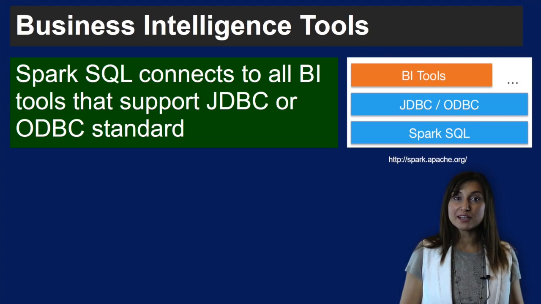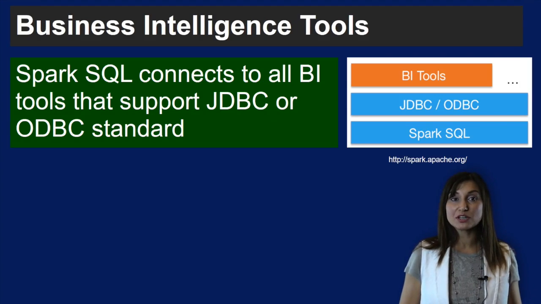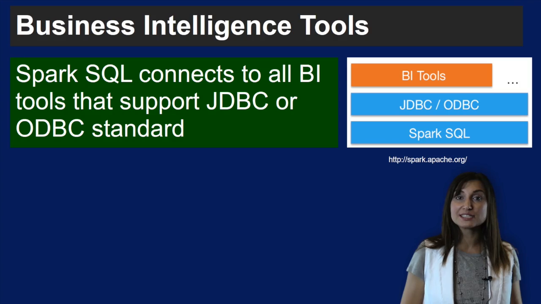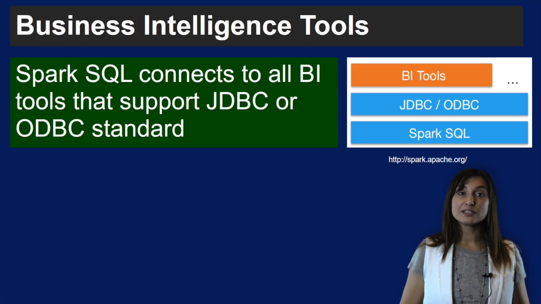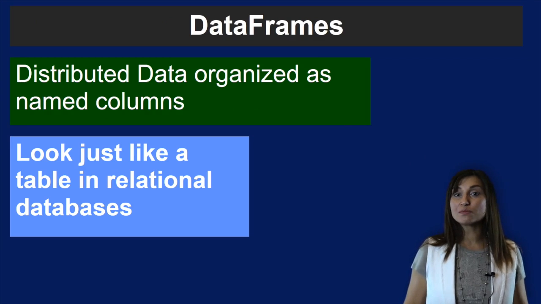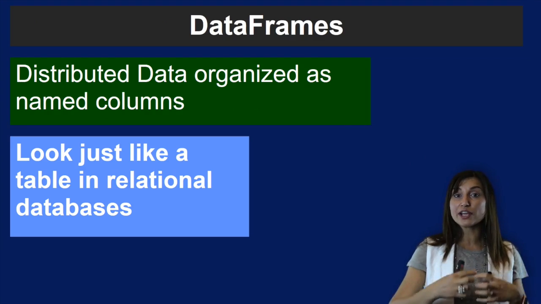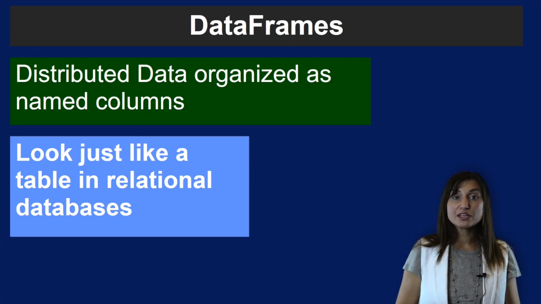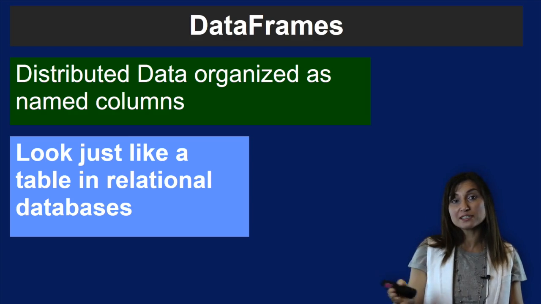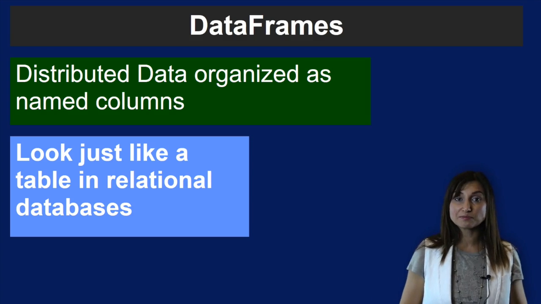Spark SQL enables business intelligence tools to connect to Spark using standard connection protocols like JDBC and ODBC. Spark SQL also provides APIs to convert the queried data into data frames to hold distributed data. Data frames are organized as named columns and basically look like tables.